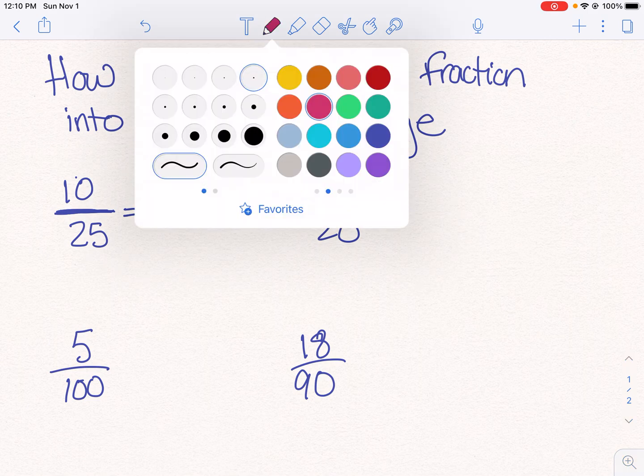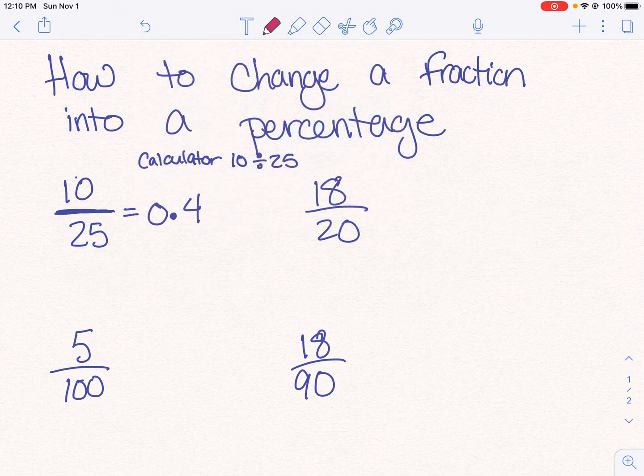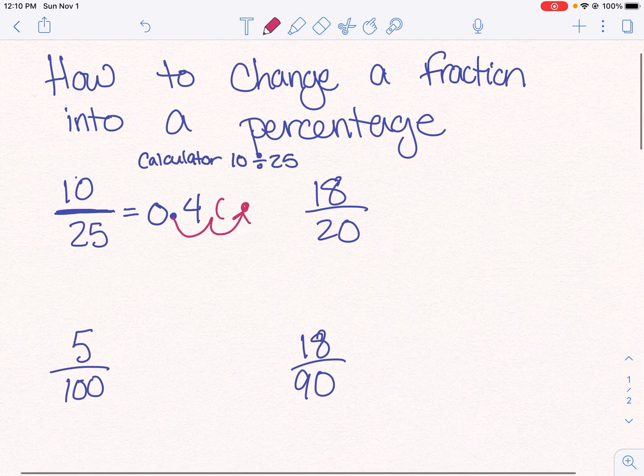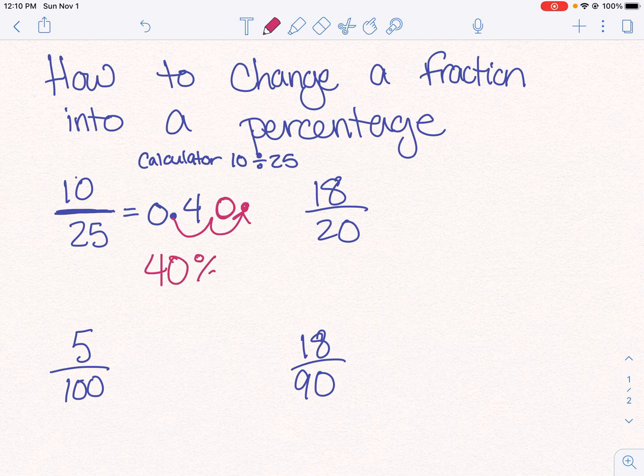And hopefully you remember our rules. To go from a decimal to a percentage, we move the decimal point 2 times to the right, and it's going to end up here. And in this example, since that is empty, this changes to 40%. So 10/25 is 40%. So if you want to pause the video and try the next 3 examples and then check your work with my answers, that would be a good idea.